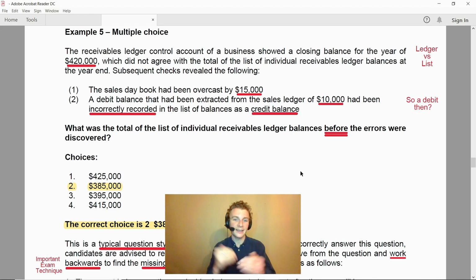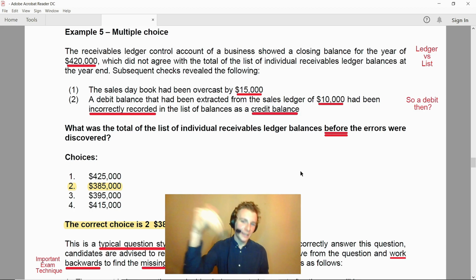We're going to have to work back, okay, in terms of this, where the sales day book has been overcast by $15,000, okay, so there's an overstatement there. We've got too much in terms of the value. And then we've got a debit balance that has been extracted from the sales ledger of 10,000, okay, and has been incorrectly recorded in the list of balances as a credit balance. So in other words, we've got an amount, and what we've done is we've increased it by 10,000. So it should have been minus, so that would be 10,000 the other way. So there's actually a 20,000 gap, but I'm going to come onto it at the bottom.